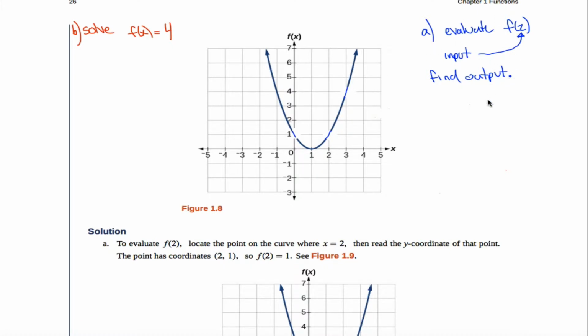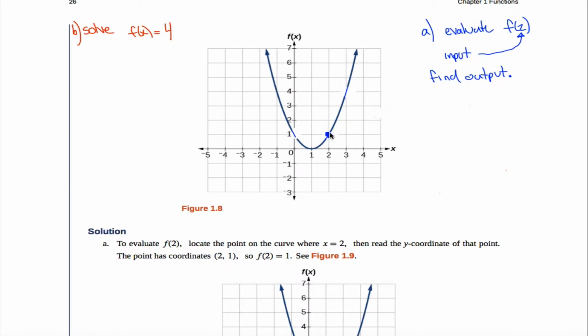So the input is 2. The input is the x-coordinate. The x-coordinate is 2 right here. Right, here's where the x-coordinate equals 2. So the point on the graph that has an x-coordinate of 2 is that point right there. And so what this is asking me is, what is the output when the input right here is 2?